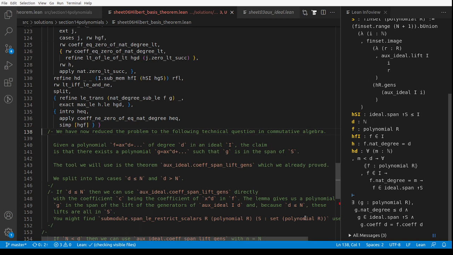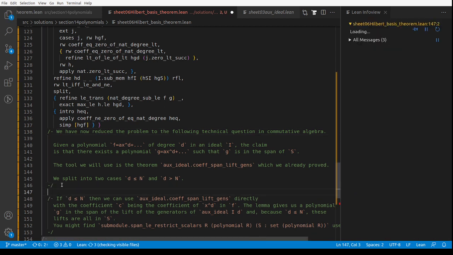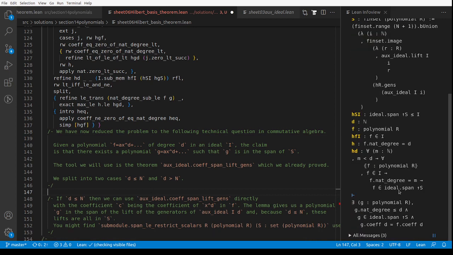Here's the messy part of the argument. I've got f is a polynomial of degree d in I, and I've got to come up with a polynomial of degree at most d, in the span of S, with the same leading coefficient.